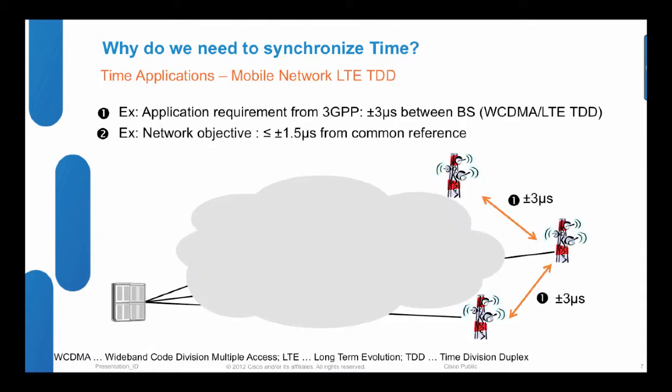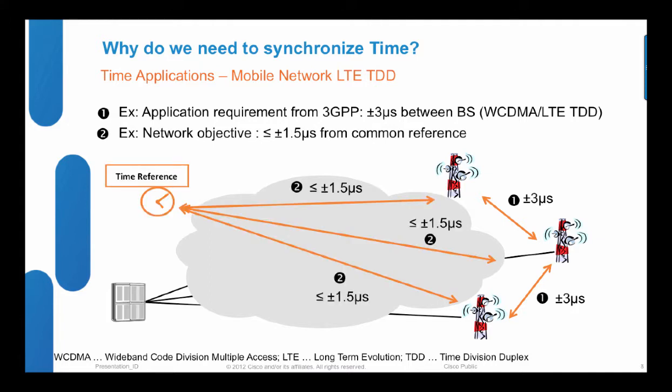I mentioned at the beginning that sometimes you need to synchronize time as well, and this is an example where on a cell site router you've got to have plus or minus 3 microseconds between each cell site, otherwise your calls will start to drop off and so on.